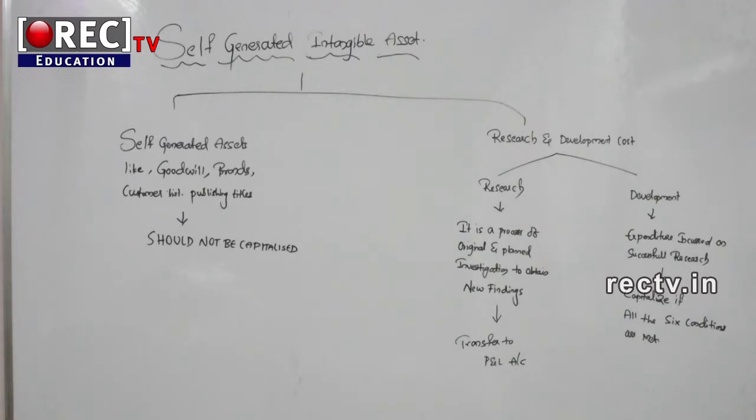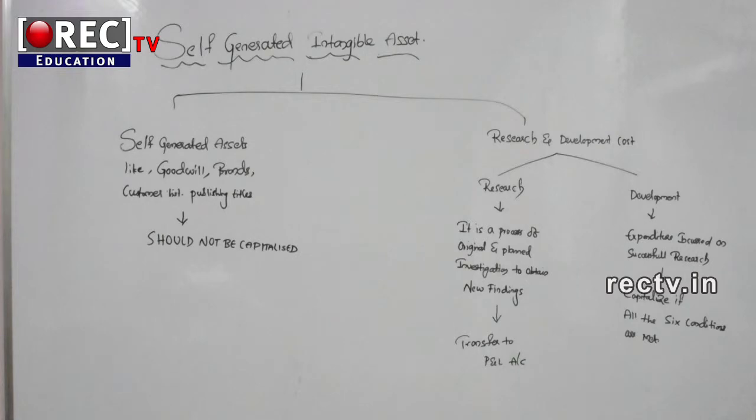So the next is, if the first condition is satisfied, the second condition is that the enterprise should have the ability to use or sell. It means after meeting the first condition, if the second condition is not met by the enterprise, so it can't sell or use. So because of these 6 conditions, if one condition has not been met, it is transferred to the P&L account. So once there is technical feasibility, the enterprise should be able to use and sell.